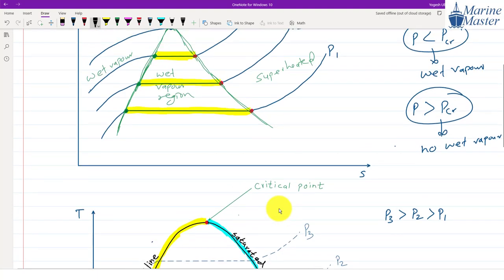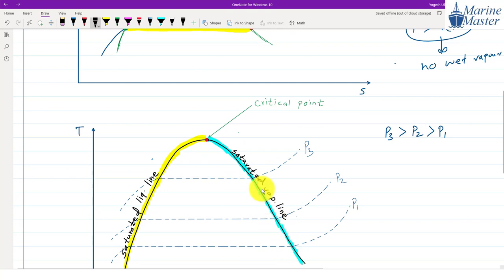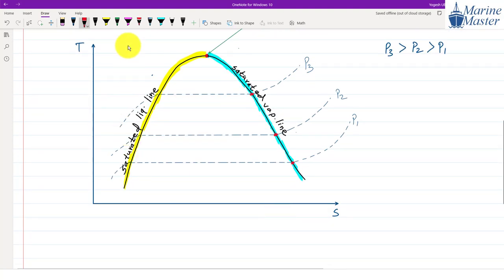Because if you see this line, how do we form it? By joining dry saturated vapor points at the different pressures, at P1 pressure, P2 pressure. So this point is the dry saturated vapor point at P1 pressure. This point is the dry saturated vapor point at P2 pressure. That's why we say it is the saturated vapor line.